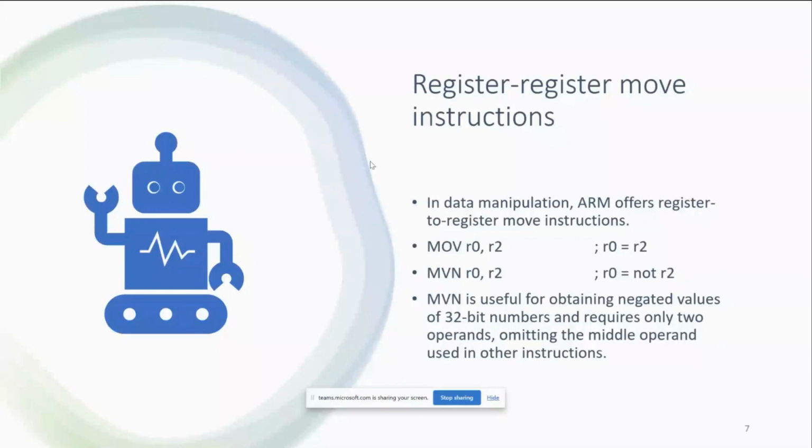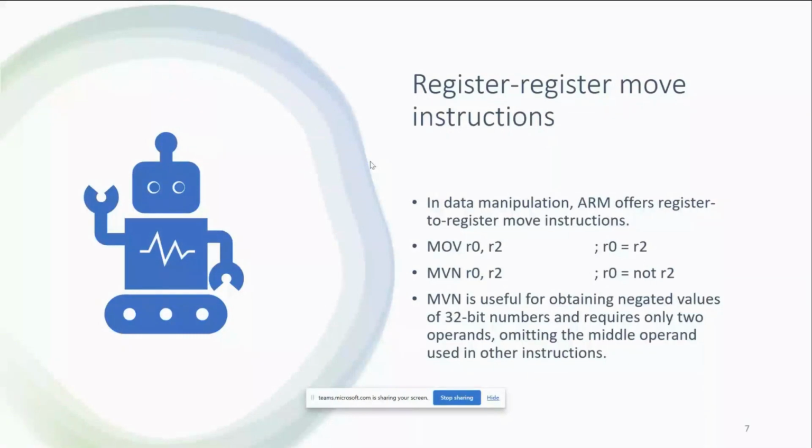The MVN instruction comes in handy for scenarios requiring negated values of 32-bit numbers. Unlike before, these instructions only require two operands. The middle operand R1 isn't necessary here in the encoding. Here we have only two operands because we are moving a value from one operand to the other. So here we have only two operands, right?